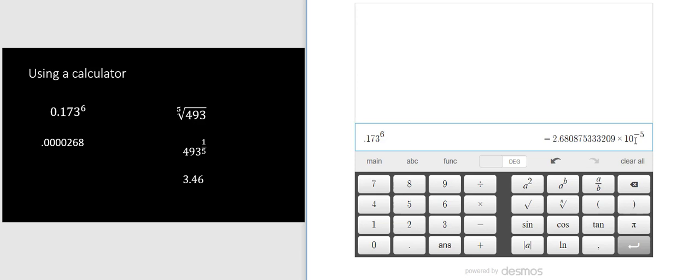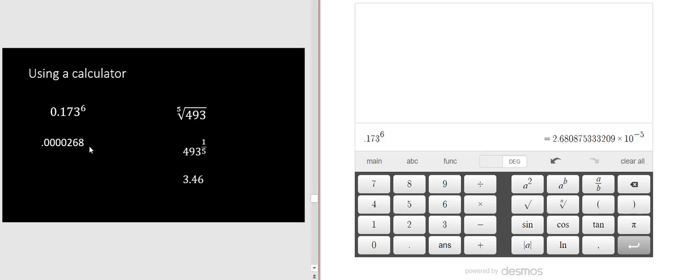And remember, with scientific notation, as we see here, if you don't want scientific notation, I can move the decimal place 5 places, because your exponent is 5, and move it to the left to make it a smaller number because of the negative. So my solution would be 0.0000268. Now using radicals, we have the 5th root of 493.